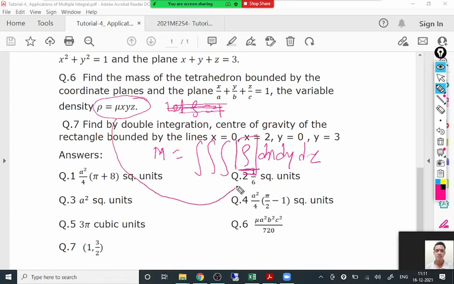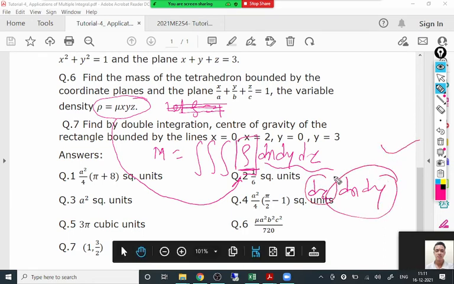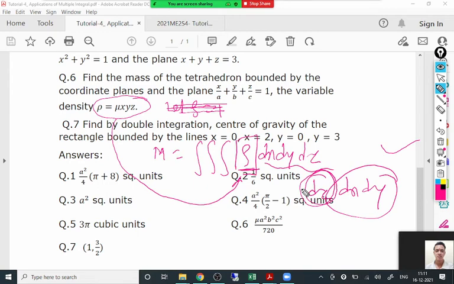So just replace rho here, and then again we can convert the order as dz dx dy only, because we are familiar with the xy plane later on. So find out the limits of z first. Can you tell me the limits for z? 0 to c into 1 minus x by a minus y by b. Very good, nice, correct.